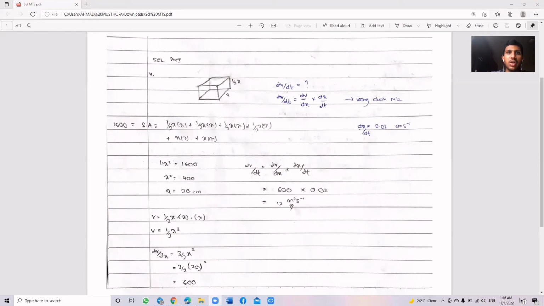And then we substitute the value of x that we got before, 20, and we get dV over dx equals 600. For the last step, we use the formula from the chain rule again: dV over dt equals dV over dx times dx over dt, and we substitute the values of dV over dx and dx over dt. So 600 times 0.02, and we get 12 cm cubed per second. Thus, this is dV over dt, the rate of change of the volume of the cuboid.